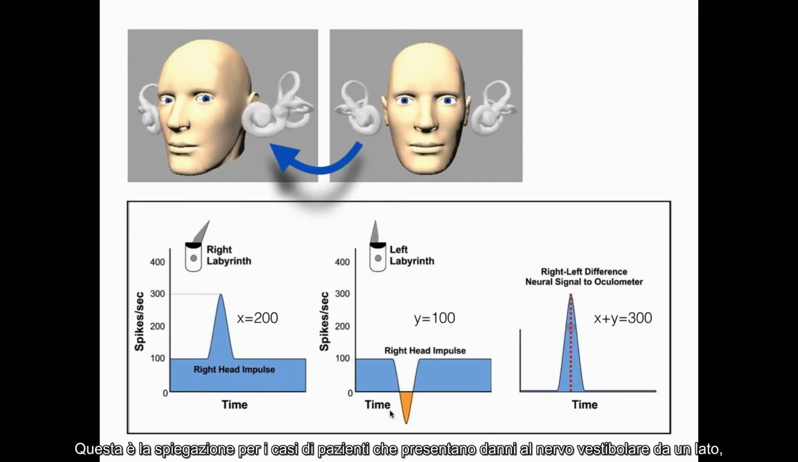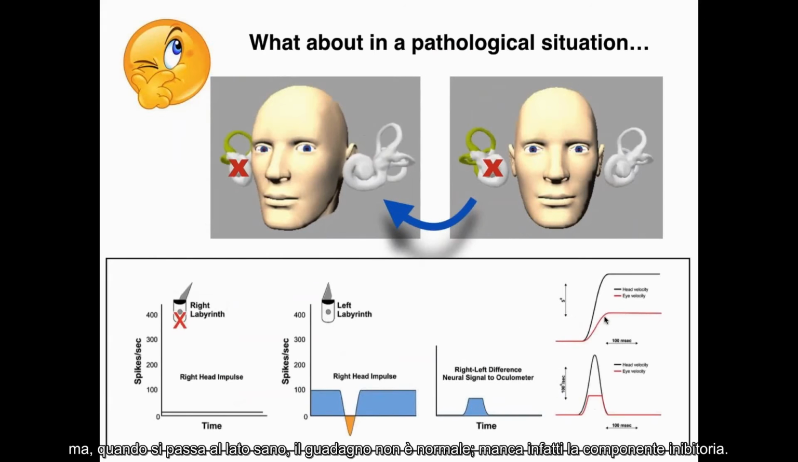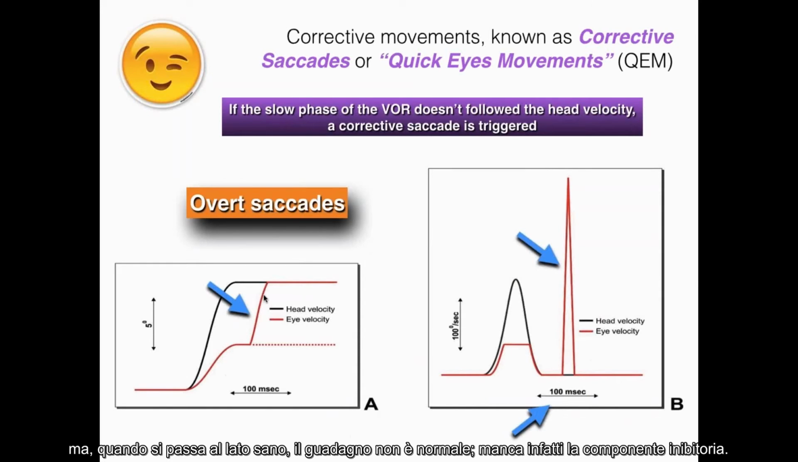And this is the explanation for why, sometimes, when you have a patient that had a vestibular nerve section on one side and you do the impulse to the healthy side, the gain is not so normal. It's because of the absence of the inhibitory component here.